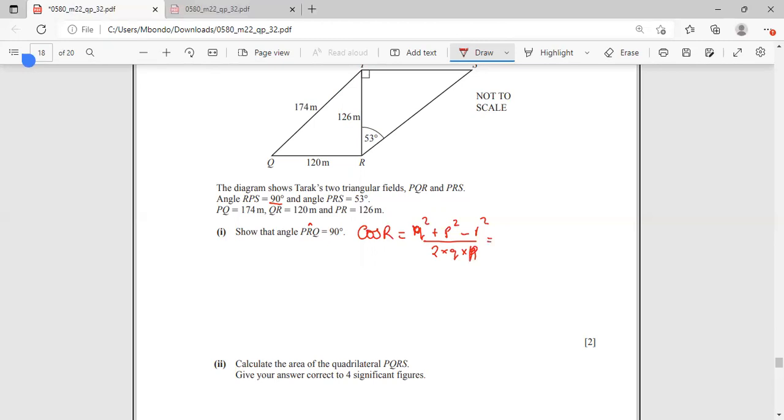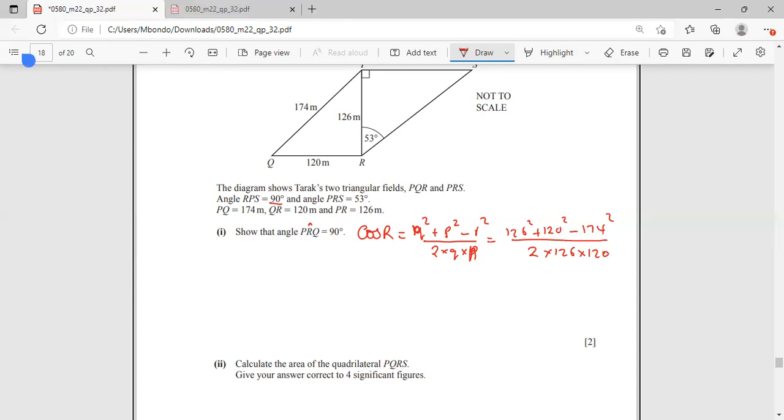That's what we're supposed to do here. So we just have to say, this is going to be now 126 squared plus 120 squared minus 174 squared over 2 multiplied by our Q is 126 multiplied by 120. Okay.